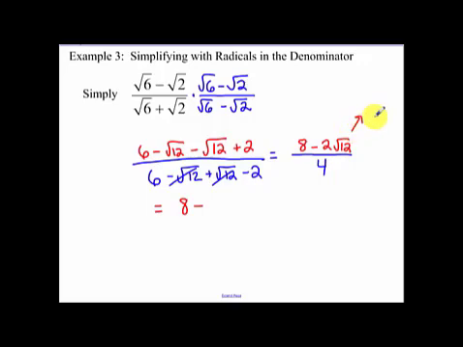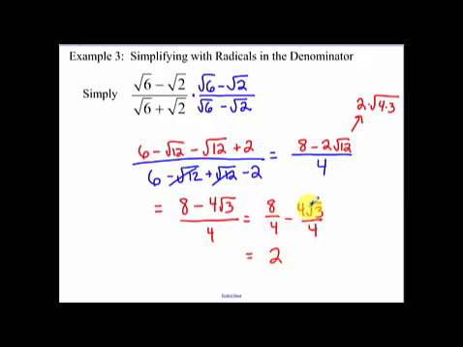Root 12 can be broken down into 4 times 3, so that would be 2 times root 4 times 3. The 4 can become a 2 outside, so that's why I have a 4. 2 times 2 is 4. Root 3 all over 4. Now remember, to simplify this, the same number needs to be factored out of all the numbers. Or write it like this. Eight over 4 simplifies to be 2. 4 over 4 simplifies to be 1. Root 3.